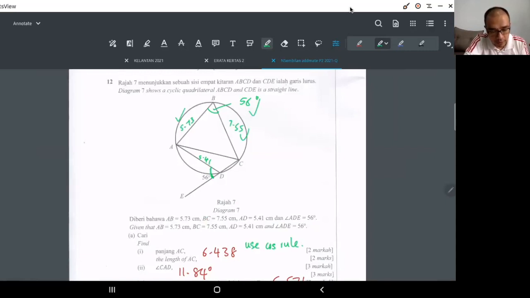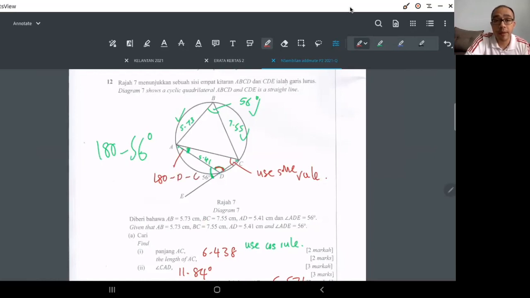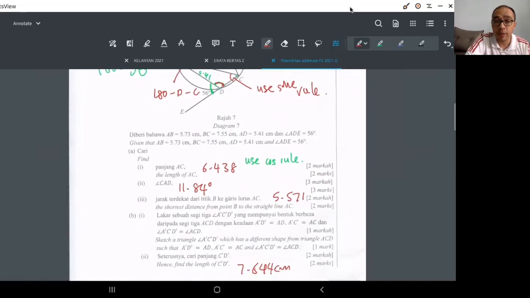Then how to find CAD? Okay, how to find this angle? I can find this angle because this will be 180 minus 56. Then I can use that to find this angle. Once I find this angle, I can use the sine rule to find this angle, and after that, 180 minus D minus C to find this angle. You should get 11.84.